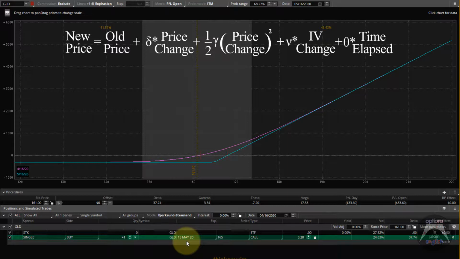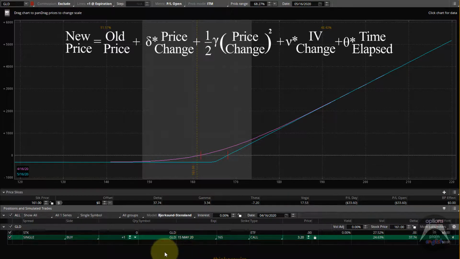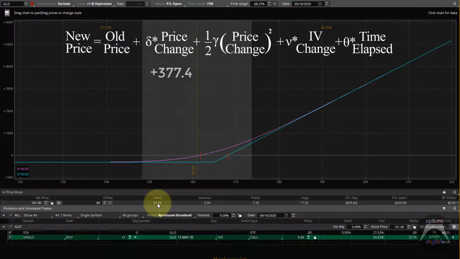So we'll start. I'm going to simulate that the next day there's going to be an increase in price by $10 so that we can easily do the calculation. So for Delta, we can see here we have 37.74 deltas in this position. So it's going higher by $10. So this is going to contribute $377.4.